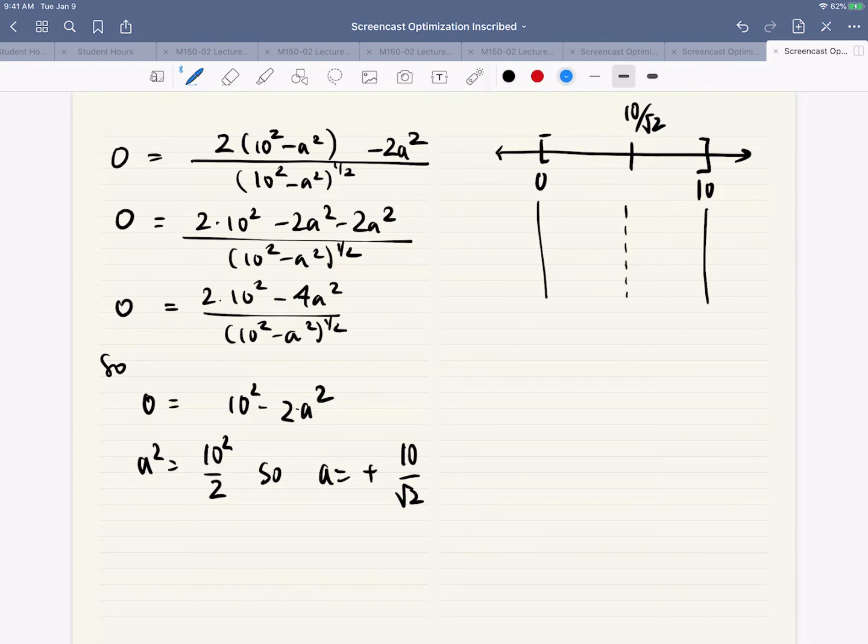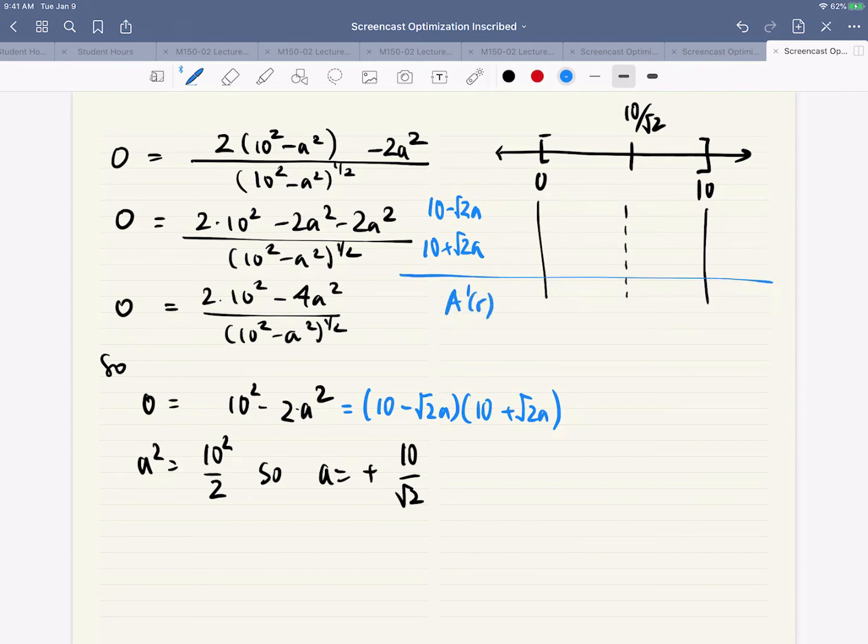This here, if I factor this, recognize this as a difference of two squares, I get 10 minus square root of 2a times 10 plus the square root of 2a. So I can put these as factors here. And the sign of these two factors will determine the sign of my derivative. So let's fill out the chart with this. Looking at the second factor, you can see it's always going to be positive because a is always positive, and so you're adding two positive numbers.